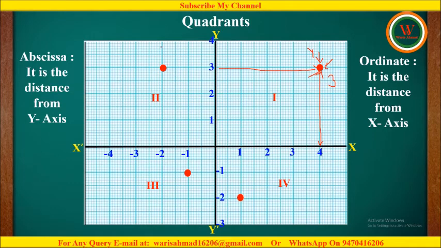Similarly, if we consider this point, the distance of this point from the x-axis is 3 units, so the ordinate of this point will be 3. Similarly, if we want to find out the abscissa of this point, then we have to find the distance of this point from the y-axis, that is 2 units. So here we can write 2. We will not take the negative sign. We have to find the distance. The distance is always positive. So it will be plus 2.